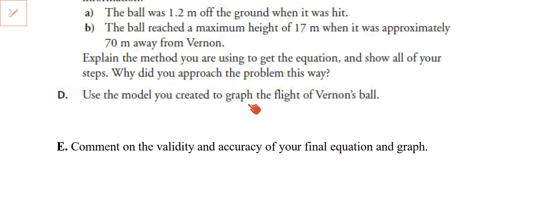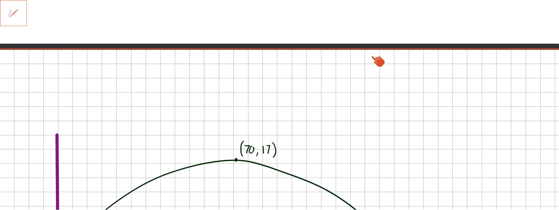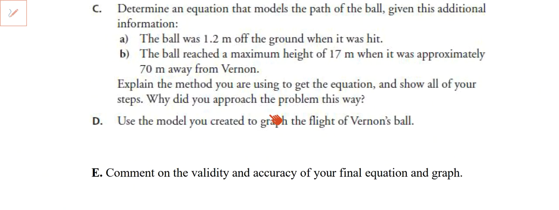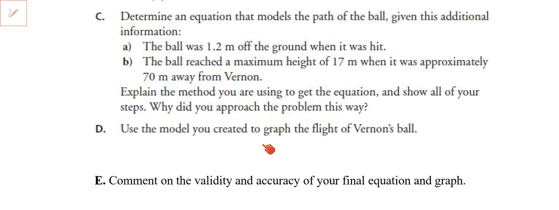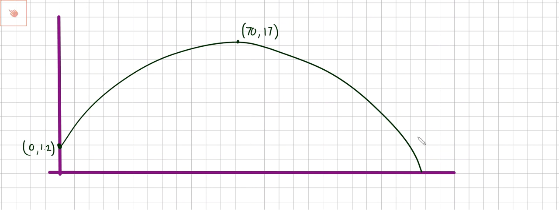You were told the ball reached the maximum height of 17 when it was approximately 70 meters away from Vernon. Okay. All right. And then, what does it then say? The other point here we know is 142, 0. Why, by the way, is the vertex at 70 when this end is at 142?